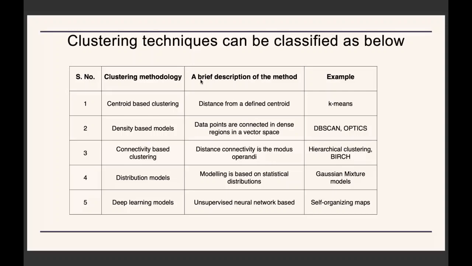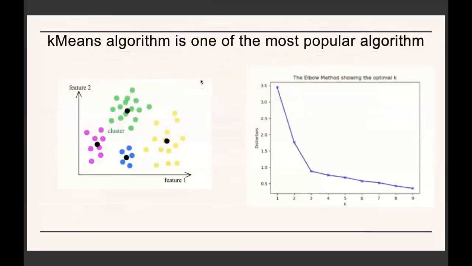Density-based models are where the data points are connected in dense regions. Connectivity, that means what is the connectivity between various data points, that is hierarchical clustering. Then you have distribution models where you talk about the distribution of all the variables in the data set, and then can I find patterns from there. And then you have deep learning models. So let's start with k-means clustering.